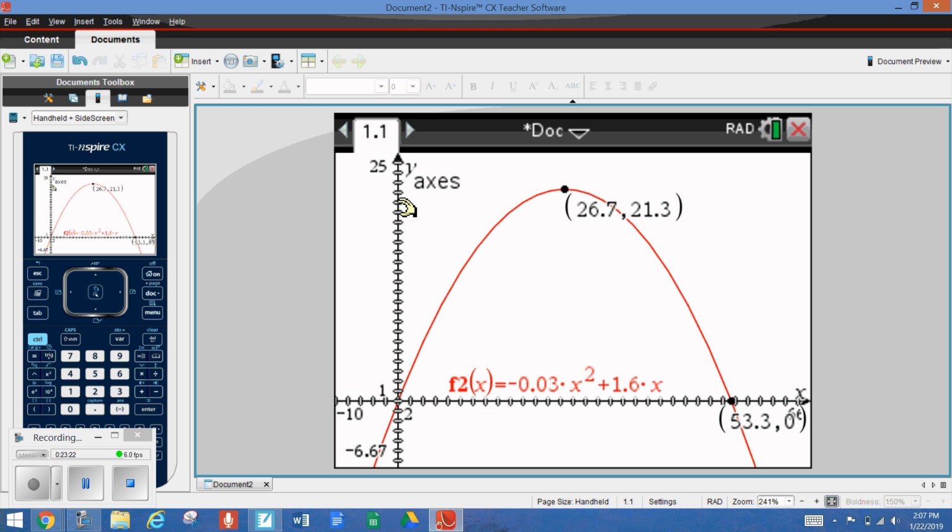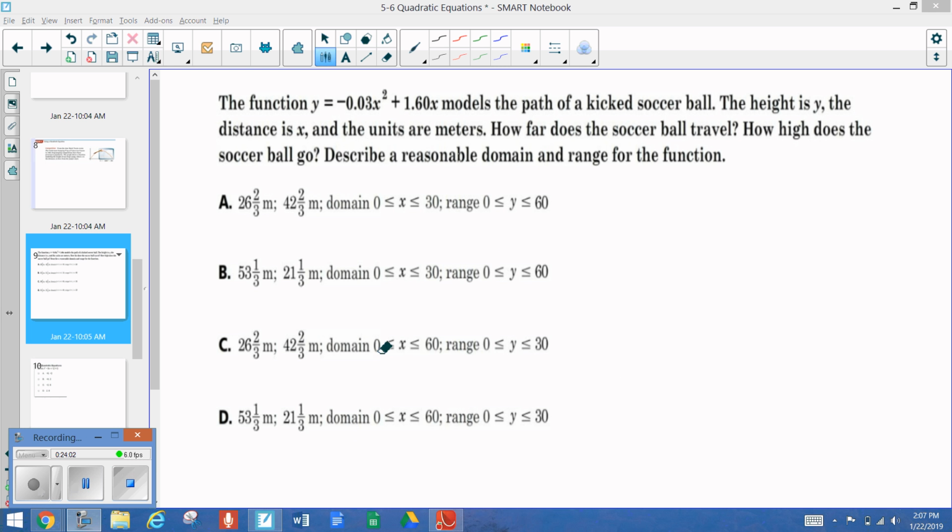So let me ask you a question. What does 26.7 represent? X is of symmetry. Right, because remember, when you draw an imaginary line here, that will divide the graph into two equal pieces. The x of symmetry is 26.7. It's not what we're considering here, height. Which one is the height? 21.3.